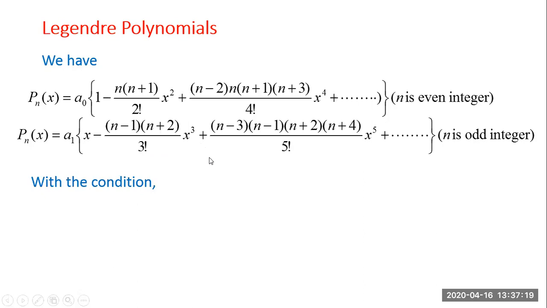So for both the conditions, Pn of 1 should be equal to 1. So when I substitute x is equal to 1, the value of this polynomial must be equal to 1. So in both the cases, in the first case n is even integer, second case n is odd integer.